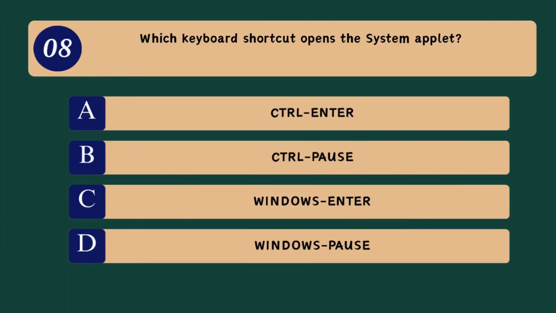Question 8. Which keyboard shortcut opens the system applet? A. Ctrl-Enter. B. Ctrl-Pause. C. Windows Enter. D. Windows Pause. Correct answer. D. Windows Pause.